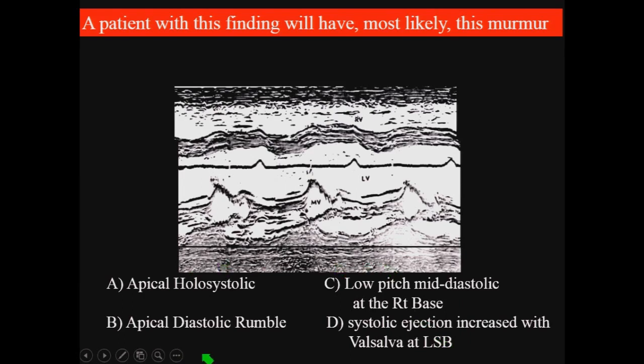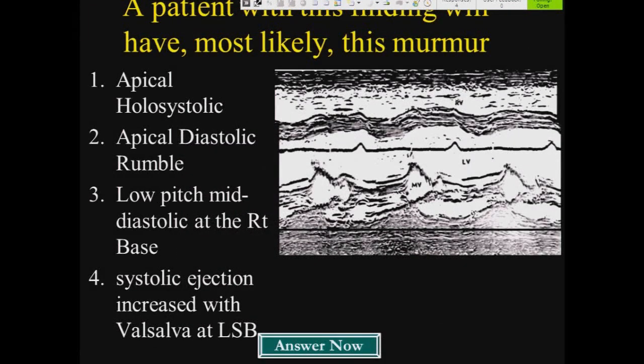So look at the picture and try to tell me what murmur this patient has. So who thinks that the patient will have apical holosystolic murmur? All right. Who thinks that the patient will have apical diastolic rumble? Apical diastolic rumble. If you want to vote, raise your hand above your ear, because otherwise we don't know how to count it. Right, okay.